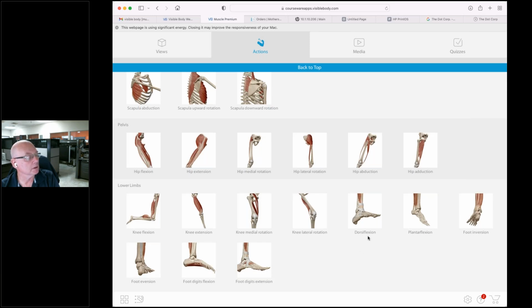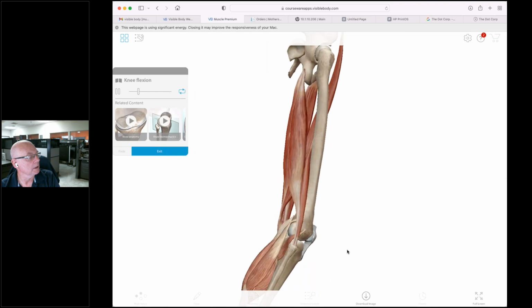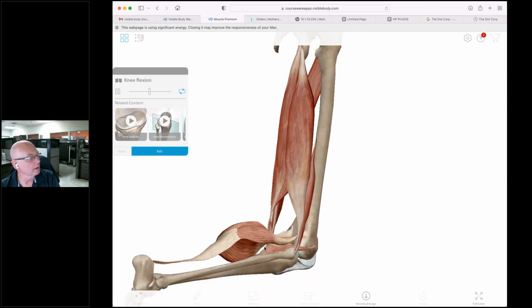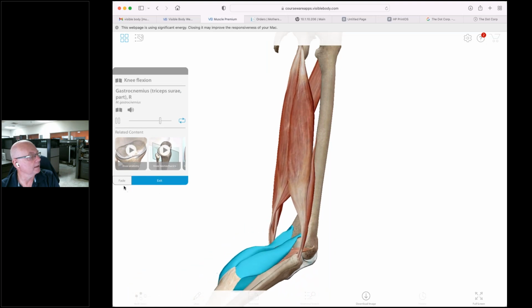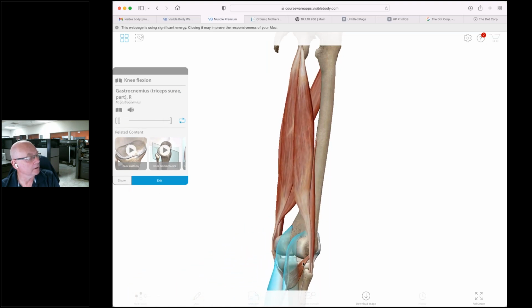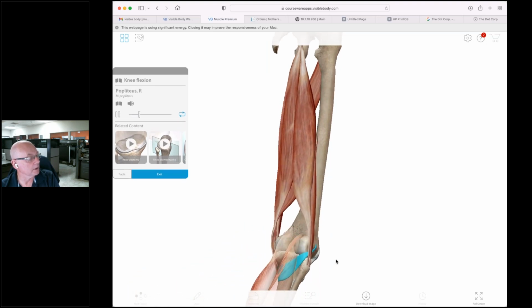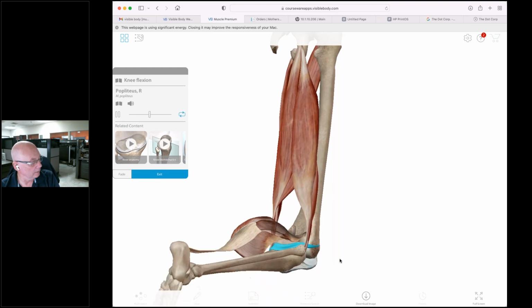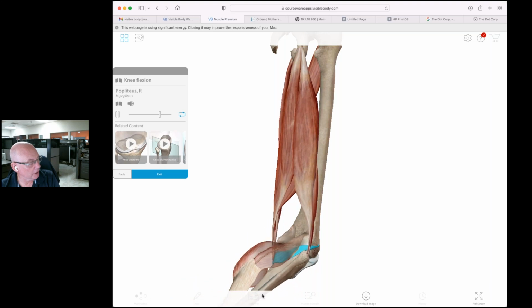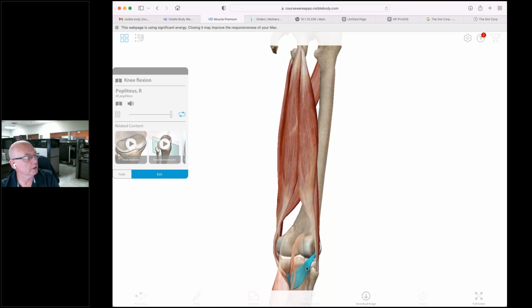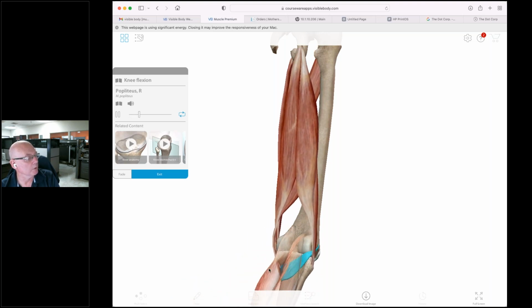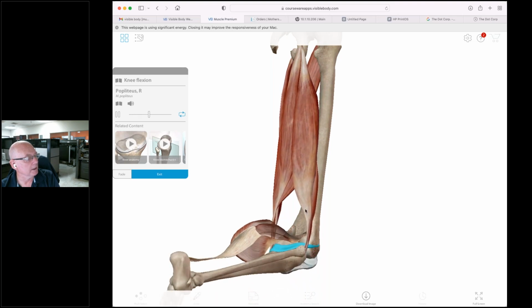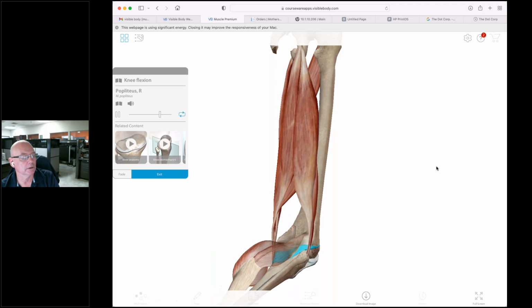Knee flexion. You see, that's in there. If I hide this or fade it, there's popliteus right there. So that's basically just initiate. It helps start that knee flexion. And then once again, we have gastrocnemius and the hamstrings.